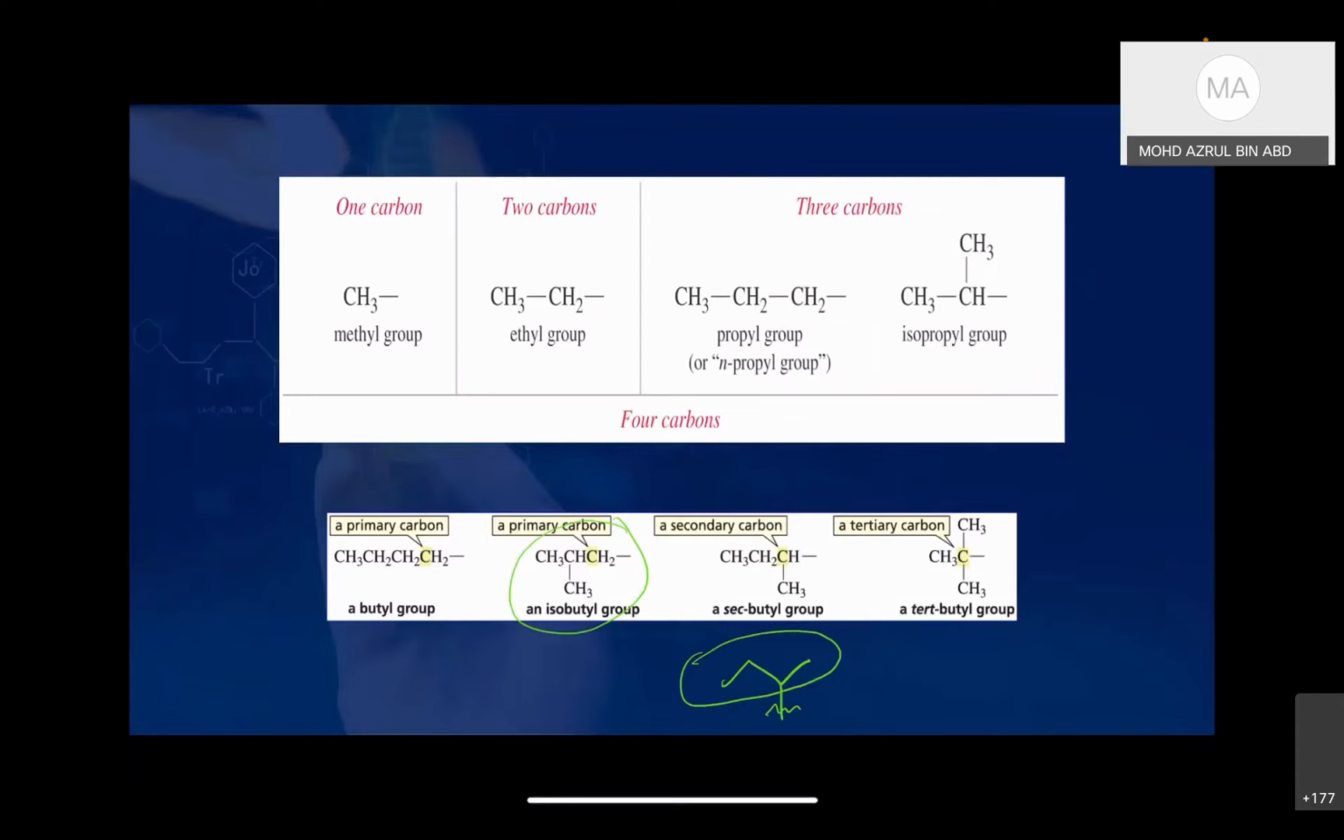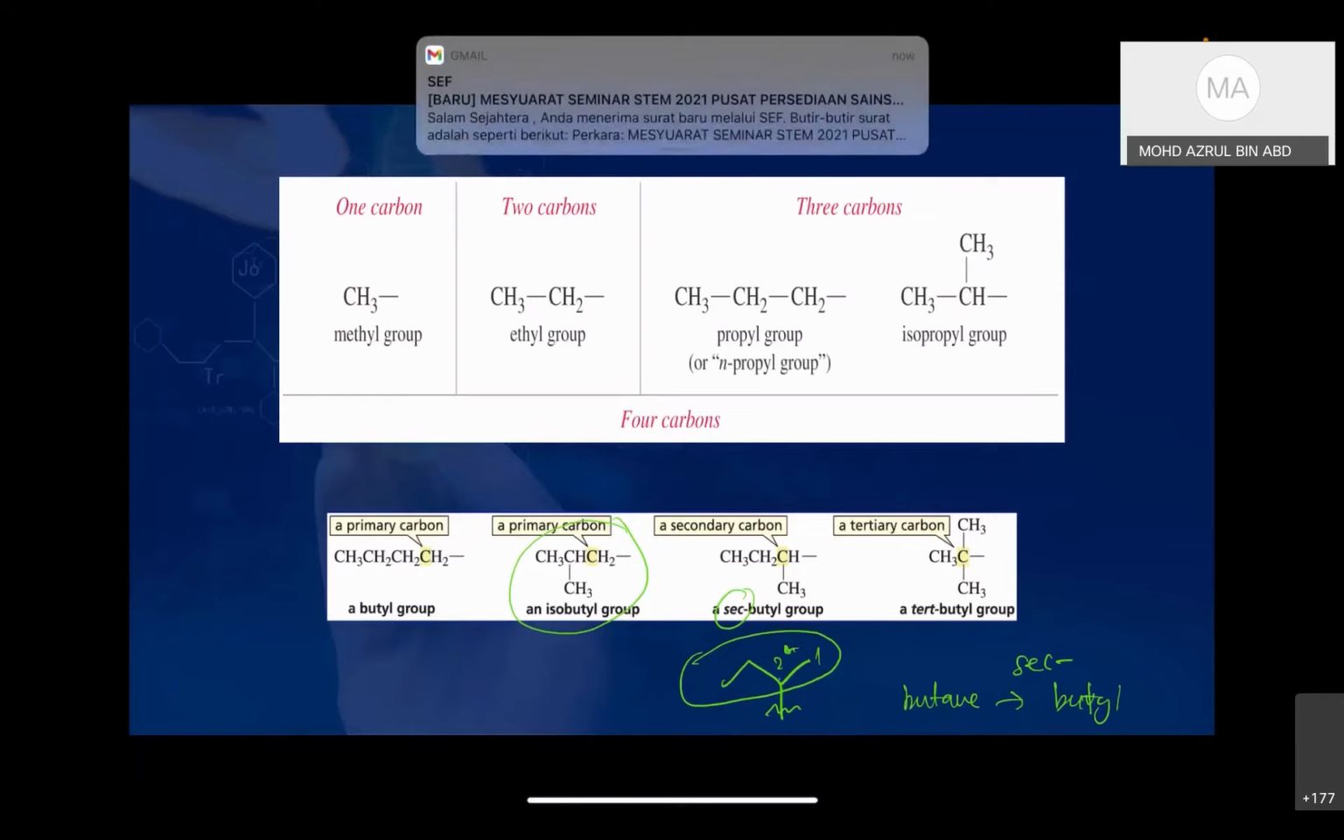Why is it called butyl? Since this substituent has 4 carbon, we name it from butane to butyl. And then how does the sec arise from this compound? Because the main structure here is attached at the second carbon of the substituent, the first carbon, the second carbon. So that's why we call it sec-butyl.